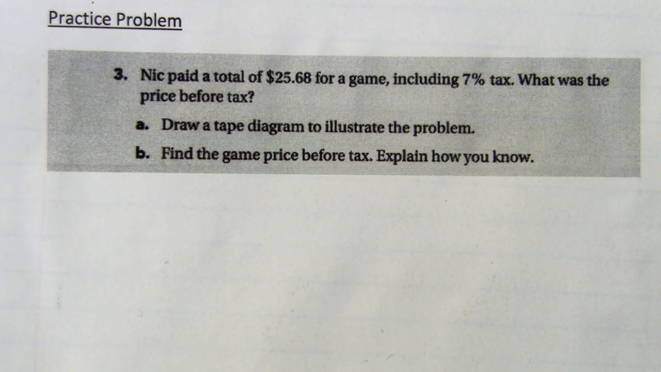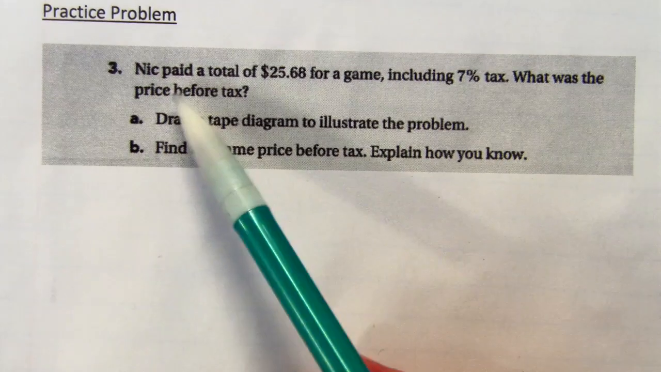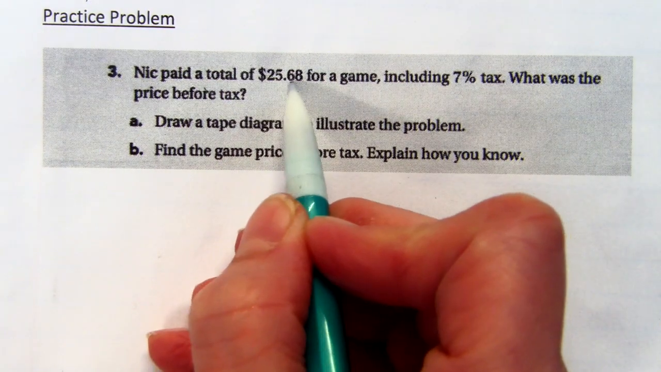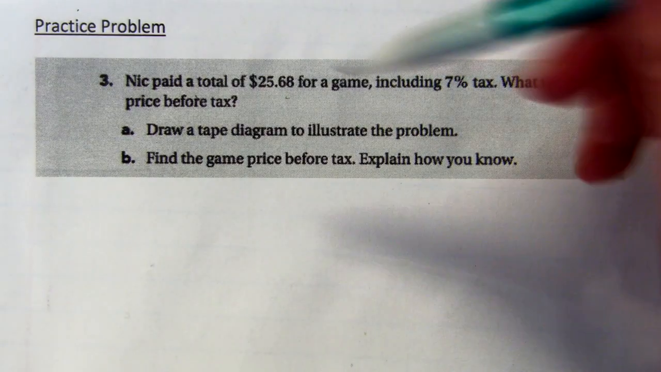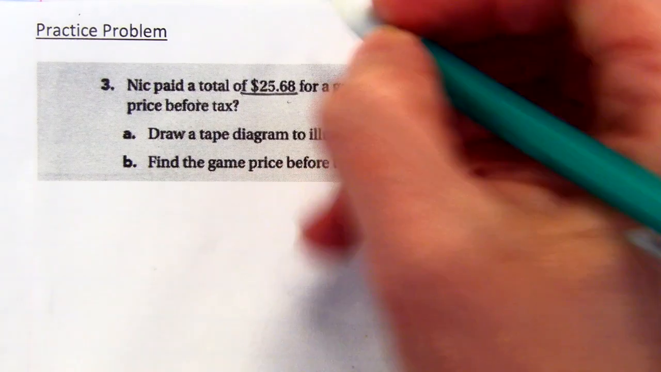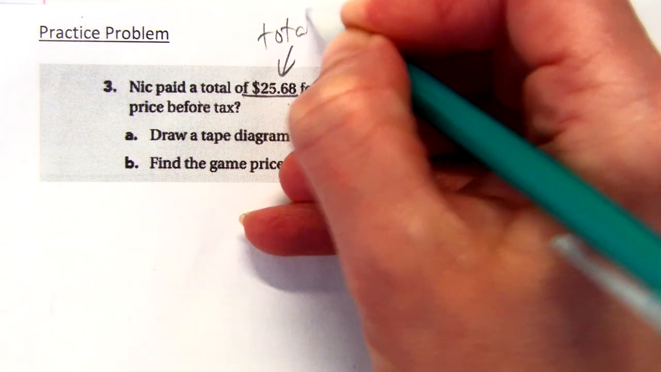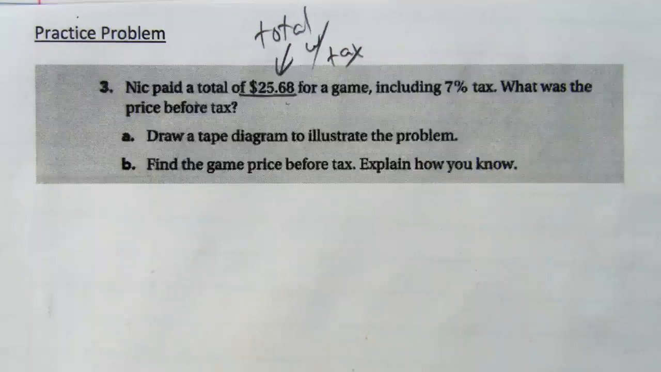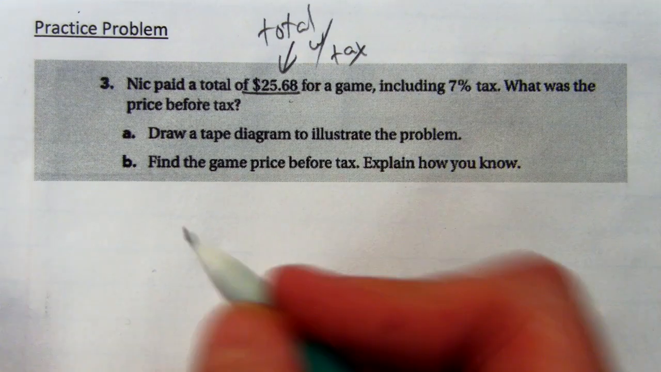So number 3 is different. I had it on here as my practice problem, and it's like, oops, it's not the same. So Nick paid a total of $25.68 for a game, including 7% tax. So this is the total with tax, not the total before tax. So that's different. What was the price before tax?